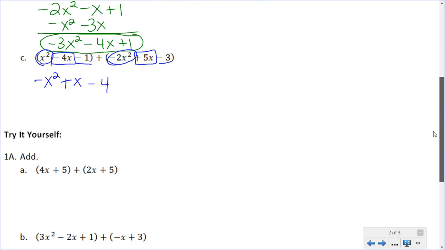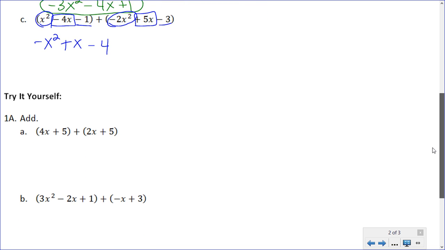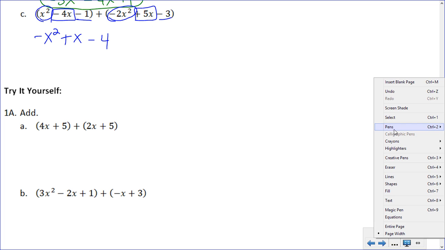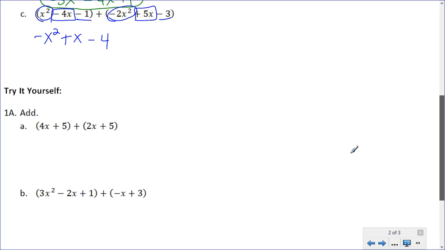Okay, so there's a few for you to try on your own. So pause the video, and you can use, again, either method. You can just combine like terms, or if you want to line them up in columns and then add, that's fine too. So pause the video, work through those 4 problems, and when you're ready to check your answers, press play.